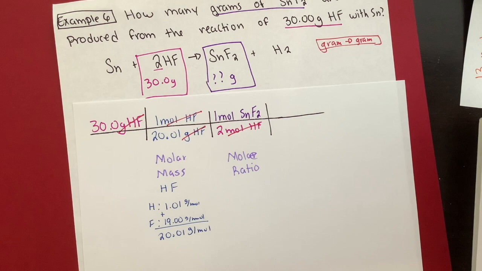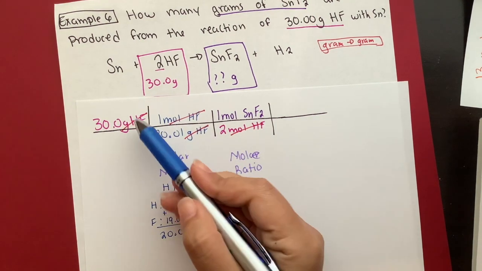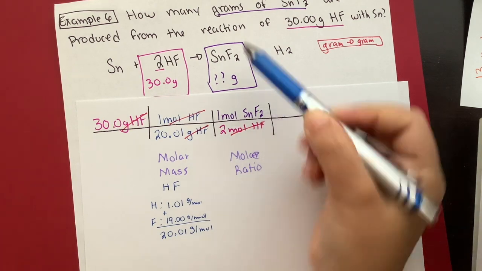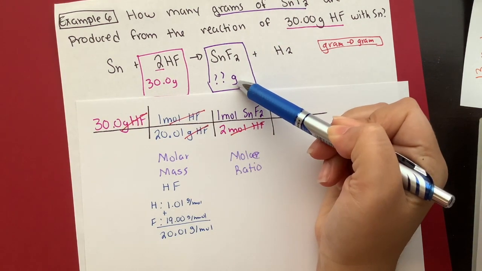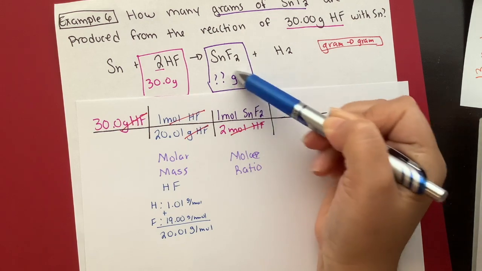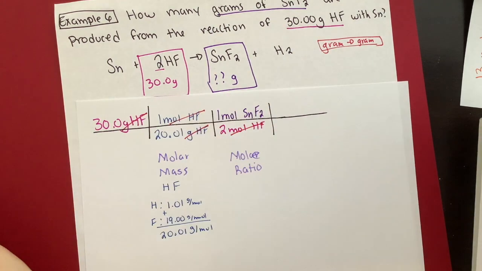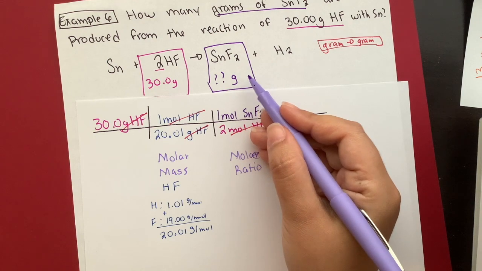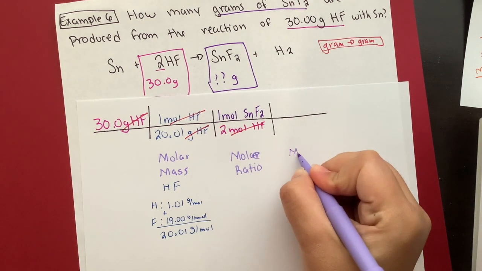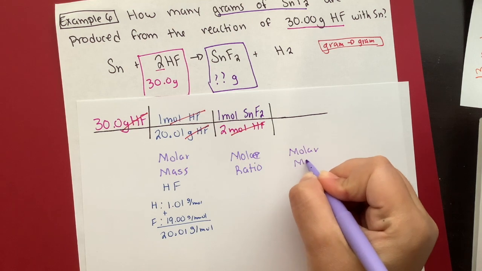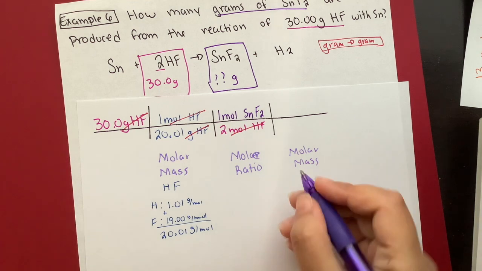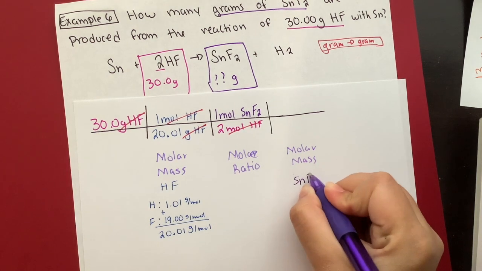Now, are we done? I don't know, let me check. Right now, the only unit that's not crossed out is moles of SnF2. Is the question asking me for moles? No, it's asking me for grams. So I am not done. I still need to do one more step. How can I go from moles of SnF2 to grams? I would have to use the molar mass of SnF2. So I would have to find the molar mass of SnF2.